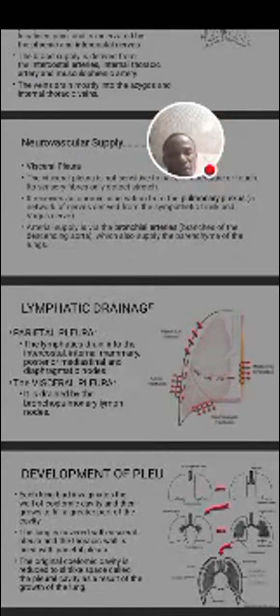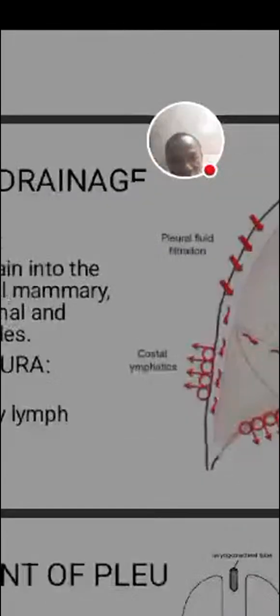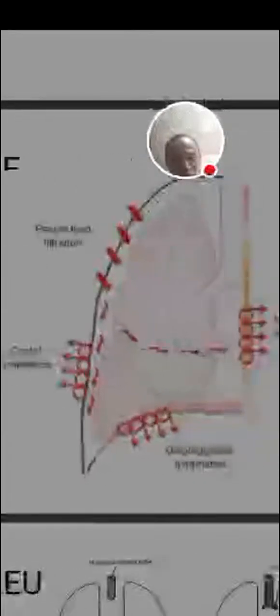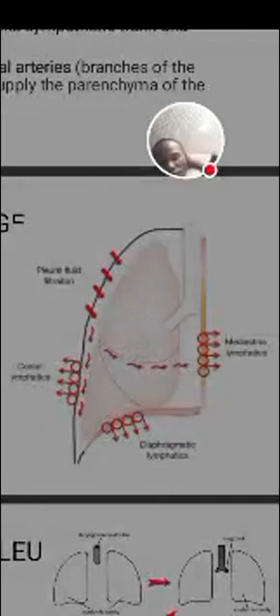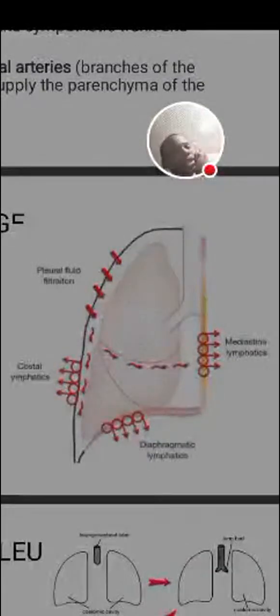we are still tracing the lymph. You can see in the structure, the pleural fluid filtration, costal lymph, diaphragmatic lymph, and mediastinal lymph. This is for parietal pleura. There are four. P dim, P, mid P, deep M, deep.